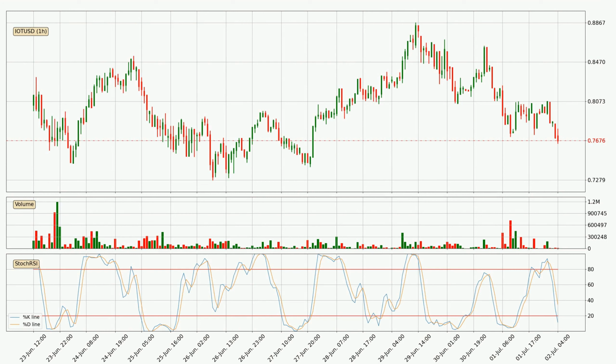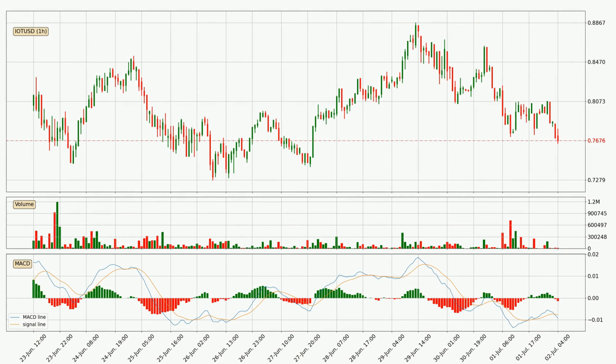Looking at the hourly stochastic RSI, we can see that the crypto is being oversold because the %K and %D lines are in the lower region. A change in the trend can be expected, or for the crypto to remain at least stable for some time. You should wait to see if there will be an upward trend because the K line has not yet crossed the D line.